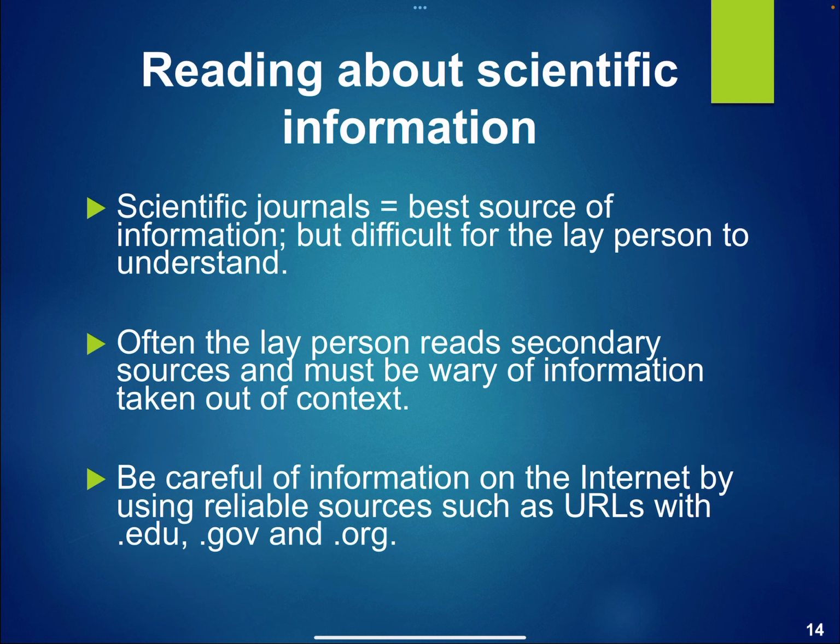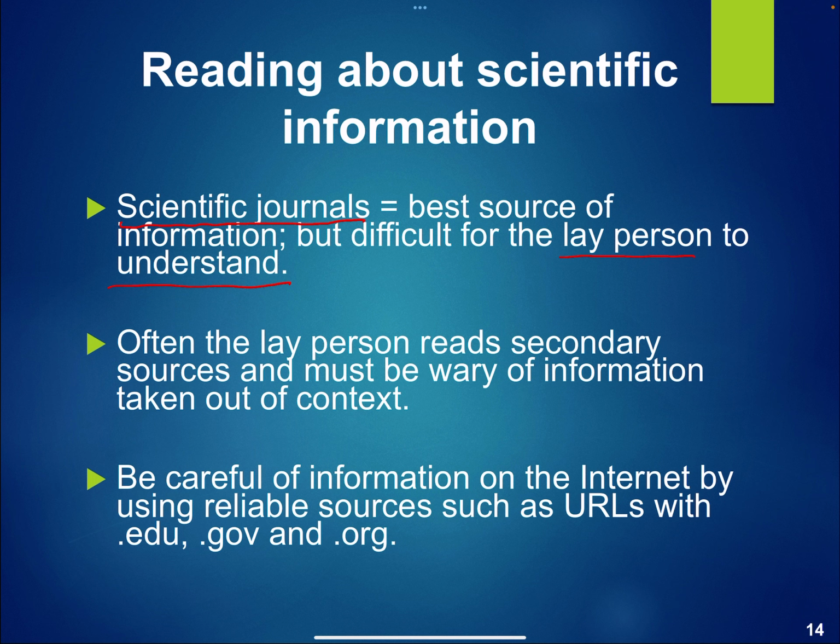So once we gather all this information, the question is, what do we do with that information? One, we have to communicate that information. We communicate that information through scientific journals. The scientific journals are going to be the best source of information. However, the major issue with the scientific journals is that they are very difficult to read. It's going to be difficult for the layperson to understand the message in a scientific article.